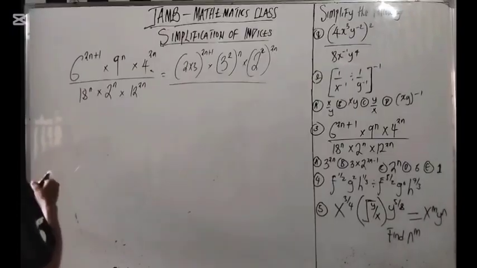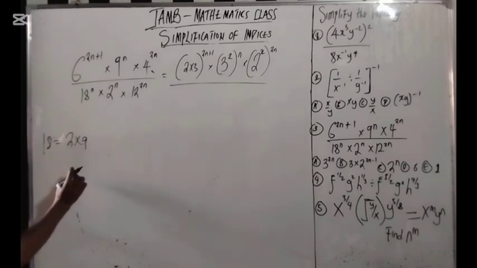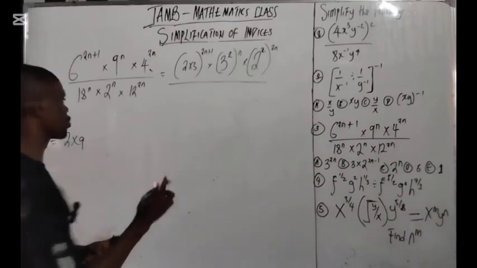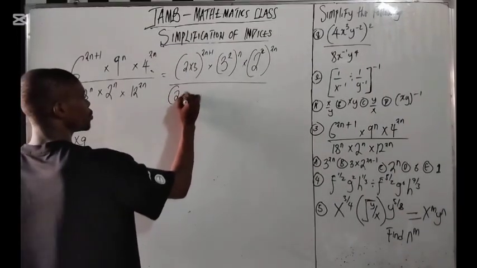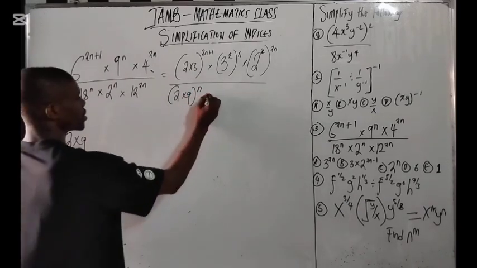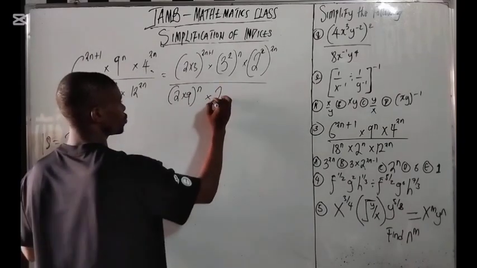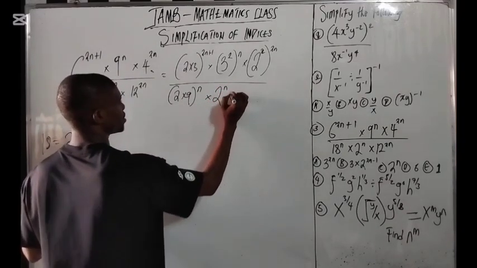So when you look at 18 here, 18 equals to what? 2 times 9, right? So let's take it like that here. So it's going to be what? 2 times 9 all raised power n, right? Times. This one you cannot break it down again, so you read like that. So it's going to be 2 raised power n times.